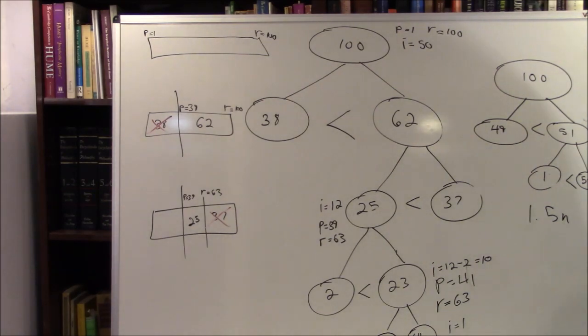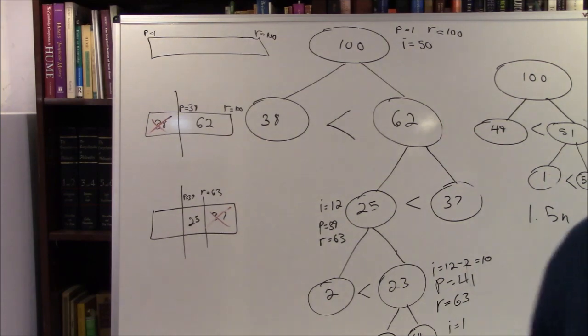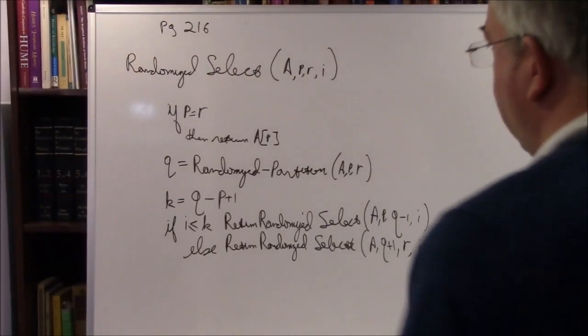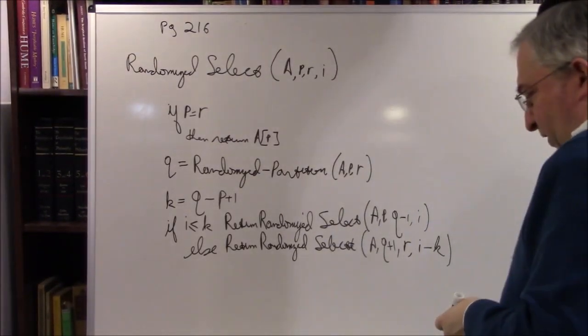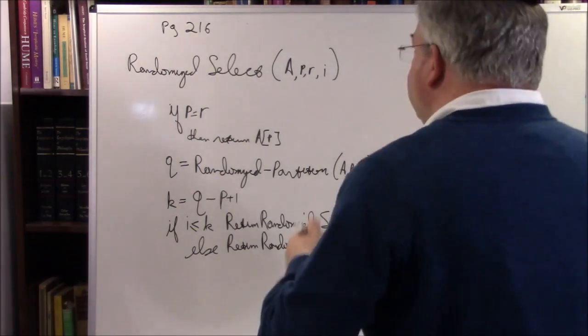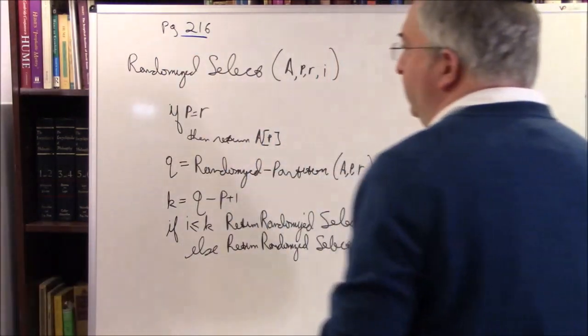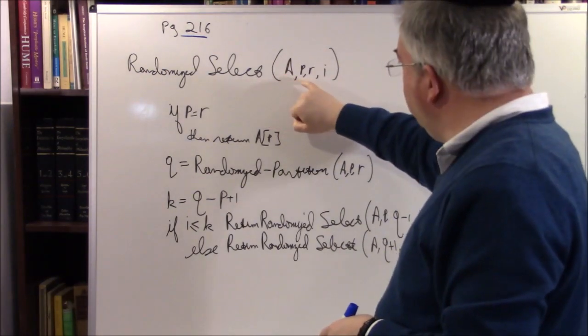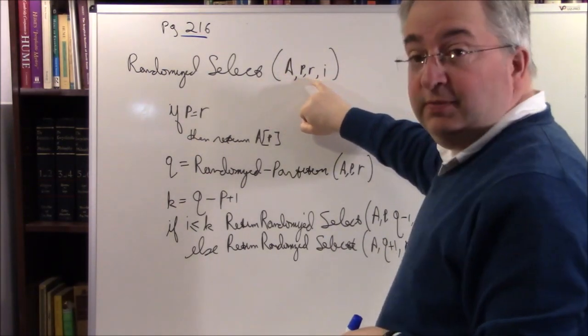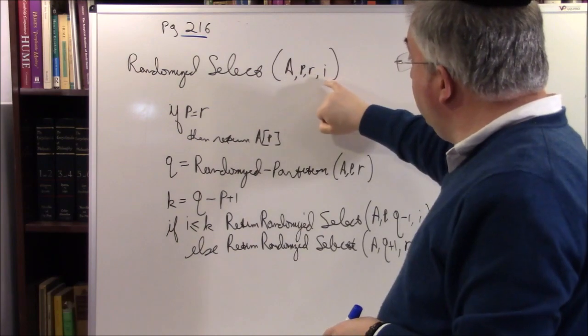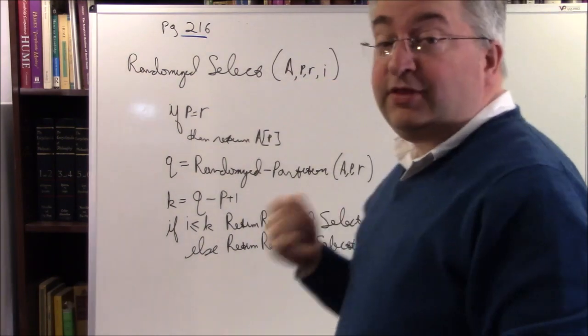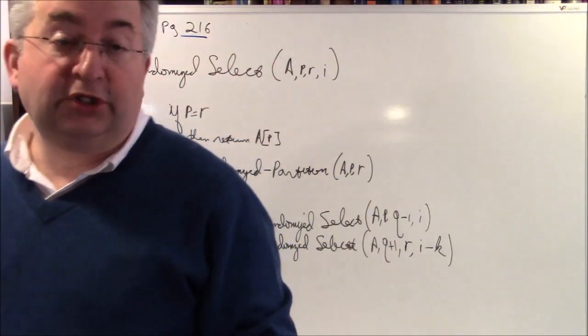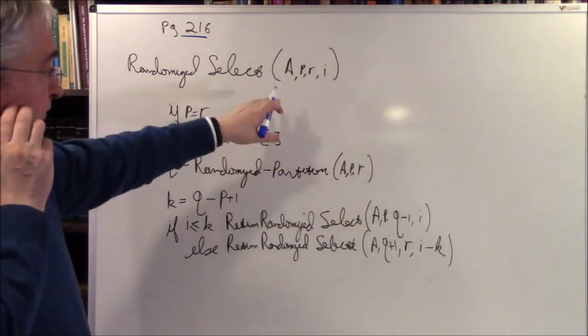Okay, great. I'd like to write up the algorithm. The algorithm is on page, well, you don't have to waste your time. Okay, here's the algorithm. It's called Randomized Select. It's on page 216 of the book. It goes as follows. You give me an array. You give me the starting point of the array. You give me the ending point of the array. You give me the ith thing that you want. Which thing do you want?